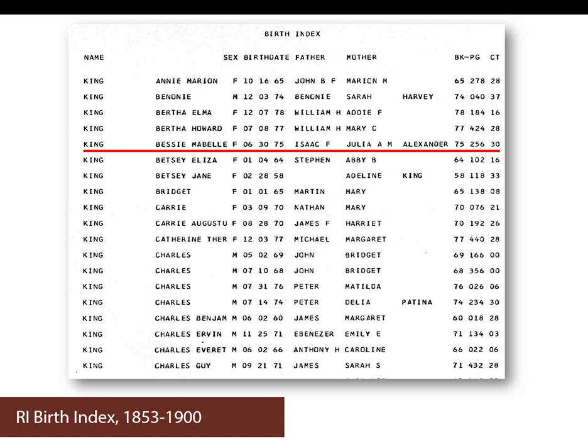This is an example of the pre-1900 index for births. And one of the things that can throw people is, as you're looking at the top line and all of the column headings, the final three headings, which are BK, PG, and then CT. What happens often is that when you look at this quickly, you think of book and you think of volume. So we have Bessie Mabel King underlined here. And if you look just at her book and page, you may be looking for a volume 75 for her actual vital record.